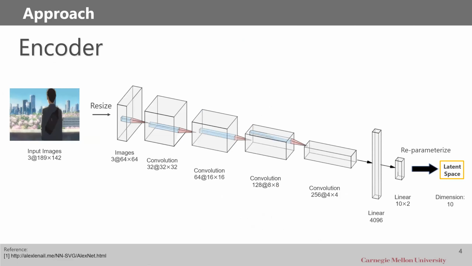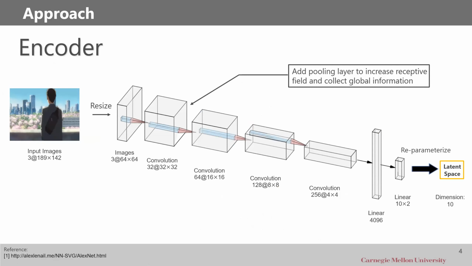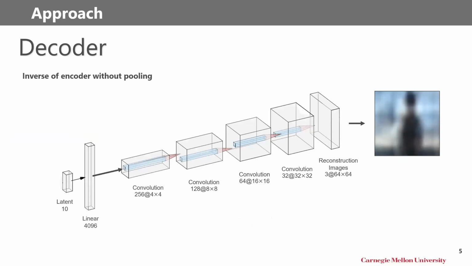This is our encoder architecture, and we can add a pooling layer to increase the receptive field and collect global information, which will be very helpful for containing more global information in the latent space. The decoder part is just the inverse of the encoder without pooling.